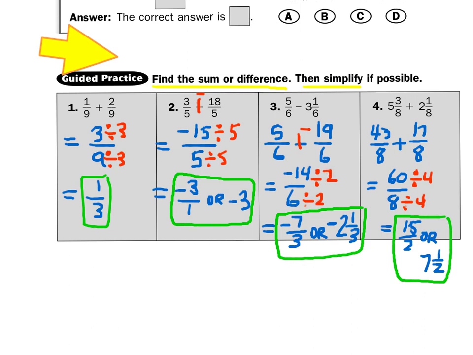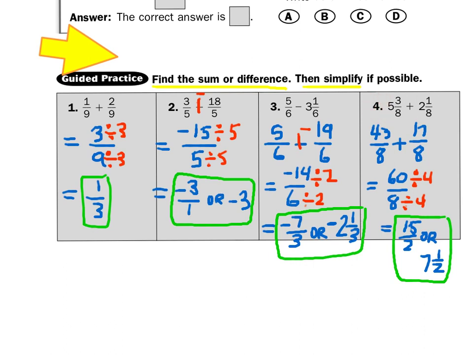Well, I reduce. I divide both by 2. Negative 14 divided by 2 is negative 7. 6 divided by 2 is 3. So I get negative 7 over 3. Now, I can write this as a mixed number. 3 goes into 7 2 times, and there's 1 left over. So it's negative 7 over 3 or negative 2 and 1/3, and I box my answer.